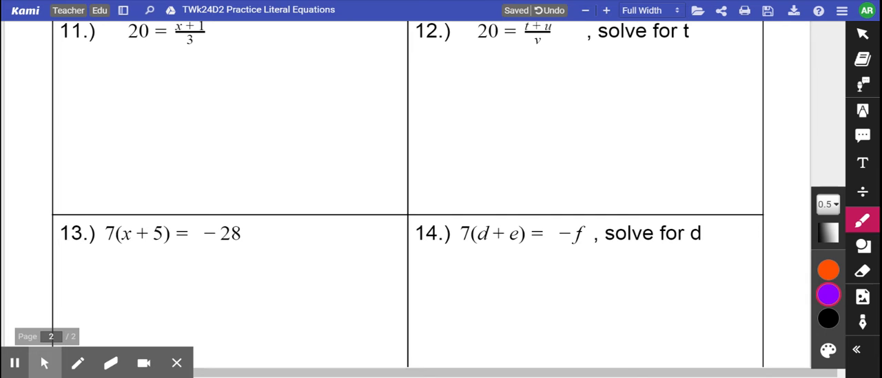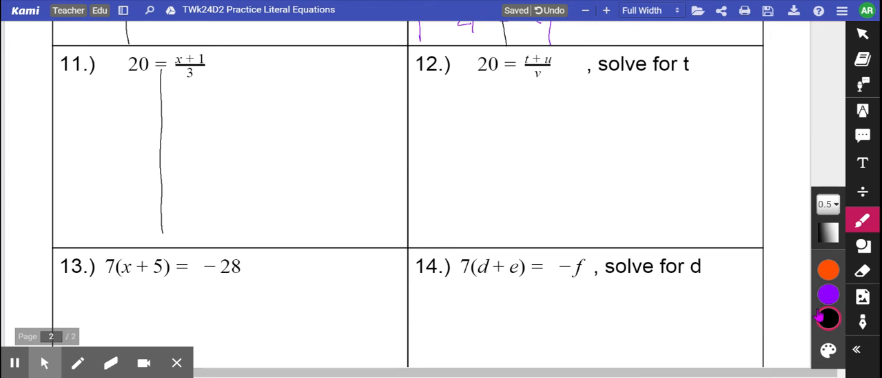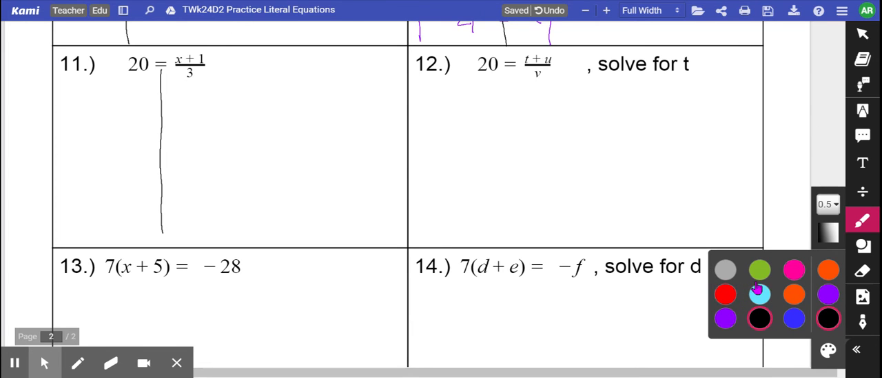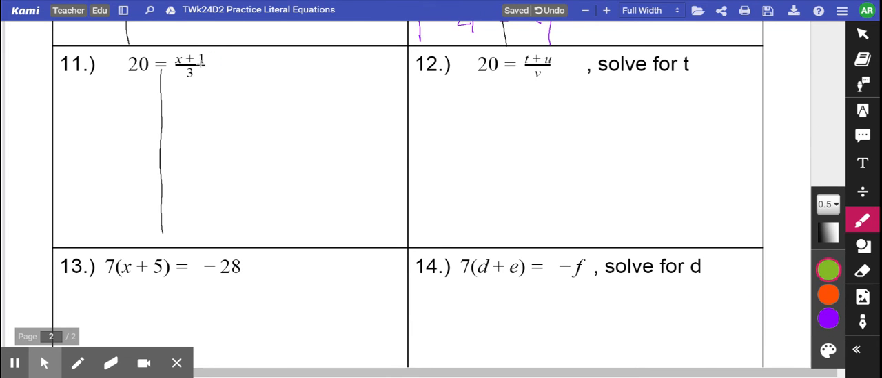Number 11, we have 20 equals x plus 1 over 3. Some of you might say we subtract 1 first, but hold up, wait a minute. This 3 is dividing this entire group up here. So I need to get rid of this 3 first. So that means I'm going to multiply by 3. So we got 60 is equal to x plus 1. Now I can subtract that 1 on both sides, and we get 59 equals x.